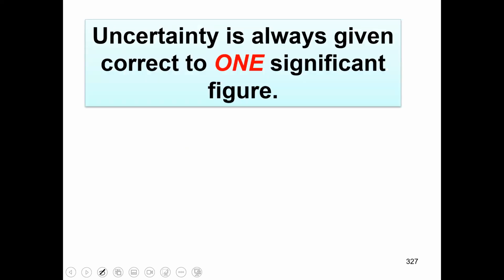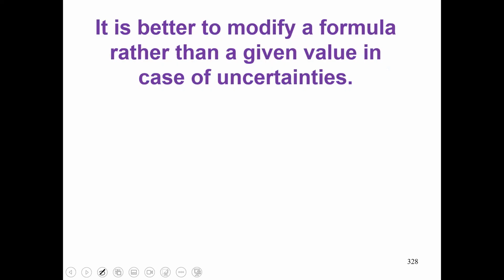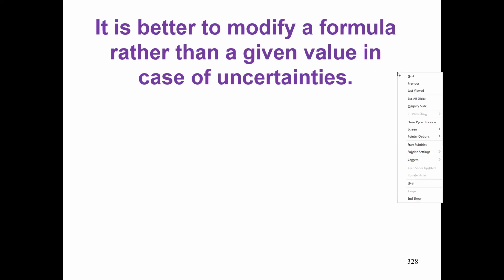Again, uncertainty should be given correct to one significant figure. Now we put our next concept. Uncertainty is mainly a calculation topic, so there are so many small things. It is better to modify a formula rather than a given value. Given value means given numerical value.